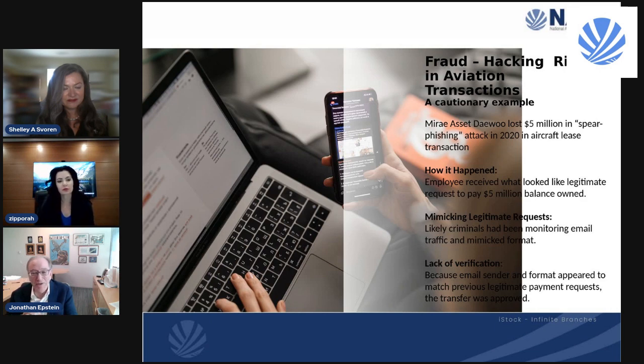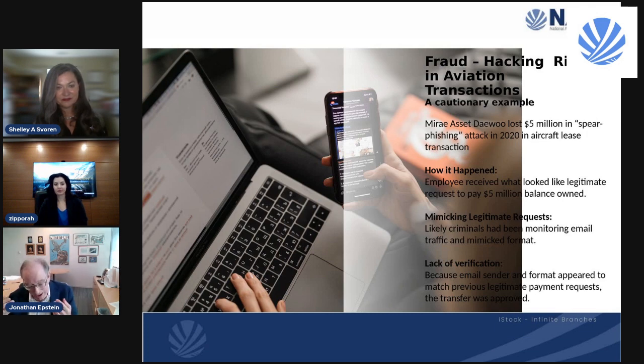But there was this case I found in doing training about a company out in Hong Kong that had taken over the leasing of some large commercial aircraft. Again, somebody got into their system, watched transactions for a long time, waited for a $5 million transaction, and then sent an invoice with different payment instructions. And when the escrow agent calls you and says, I need to verify these instructions by phone, that's why.